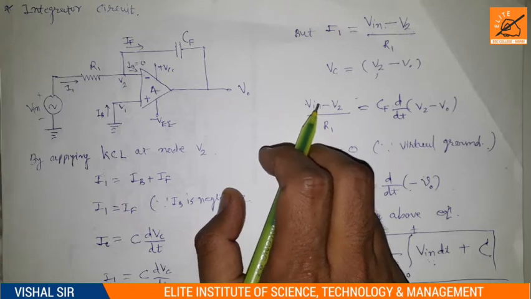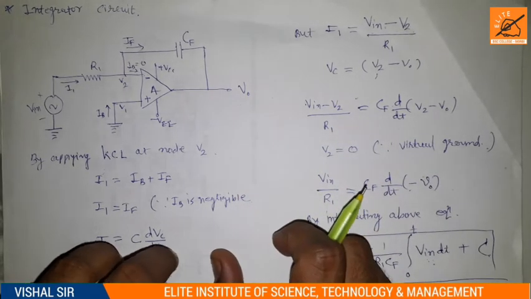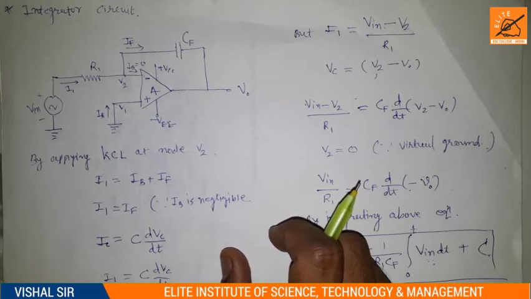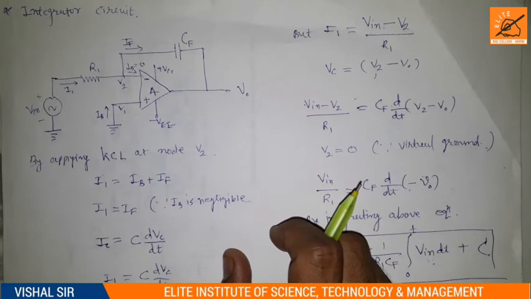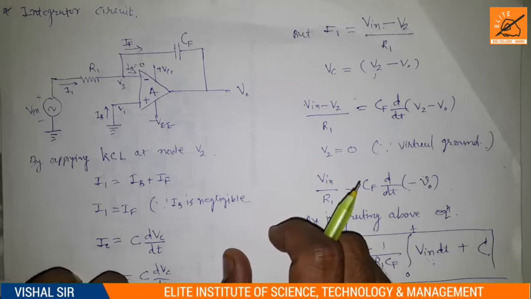See, if we apply the square wave input, then we can get a triangular output wave. And if we apply the sine wave input, then the output will be a cosine wave, because the integration of sine will be cosine. So this way we can get the integrator output of the input voltage. This is the basic circuit of the integrator.